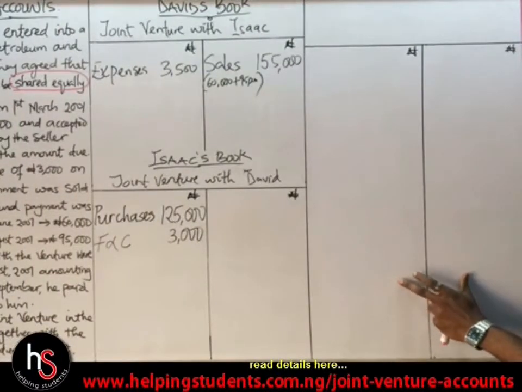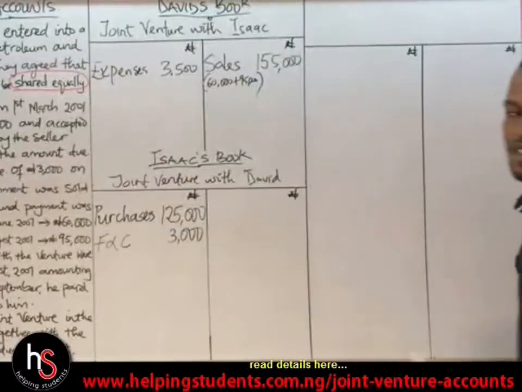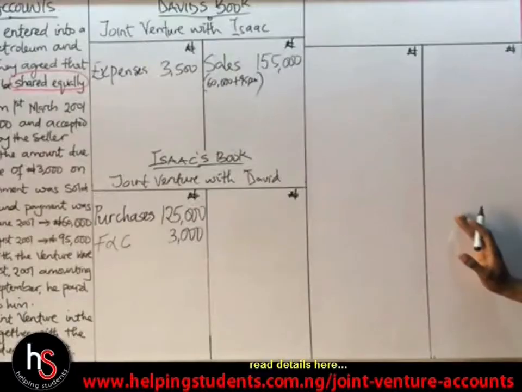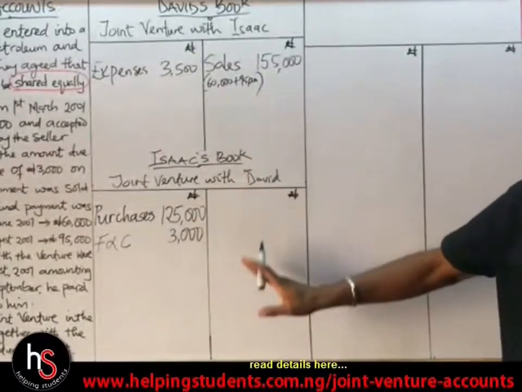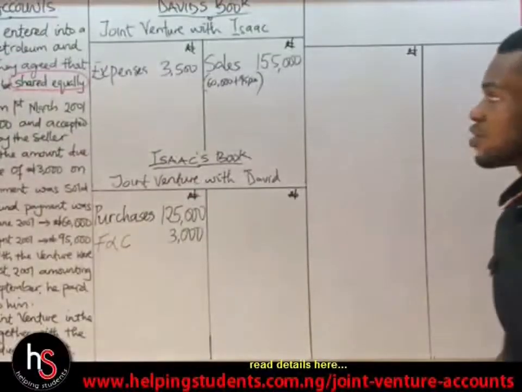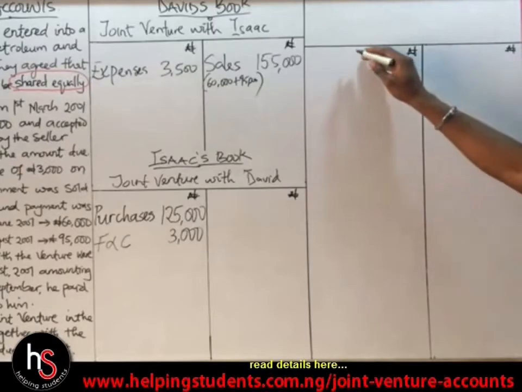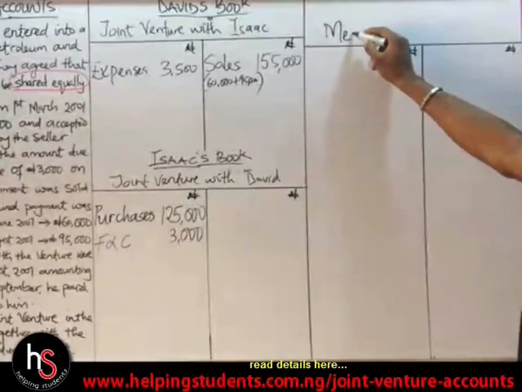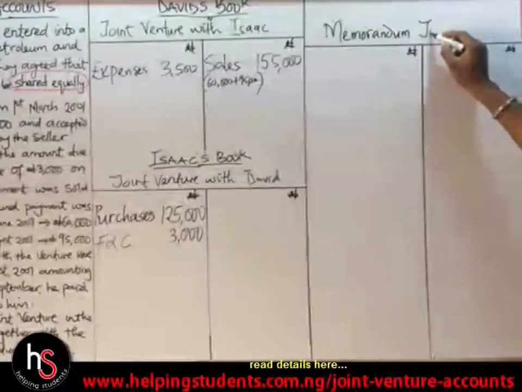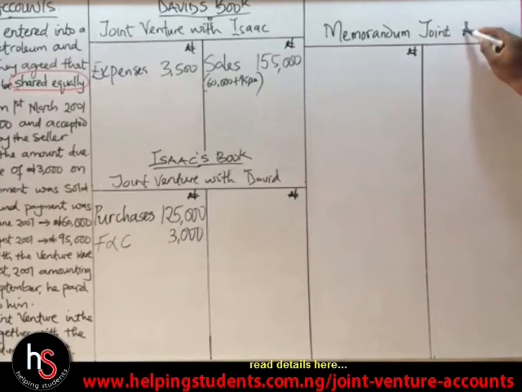When we are done with the memorandum account, then we'll come back to balance this transaction. Because by the time we solve this question, the balance brought down which we have will determine how much will be shared between the both of them, because that shows us the value for either their profits or the loss. So what do we have here? This will now be titled the Memorandum Joint Account.